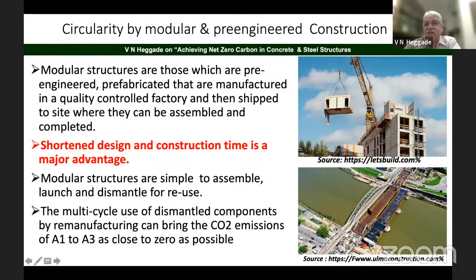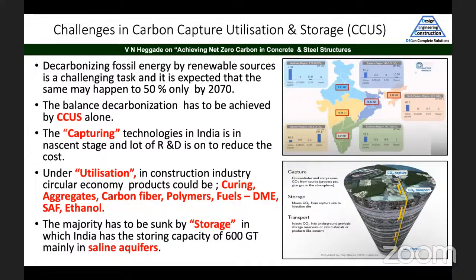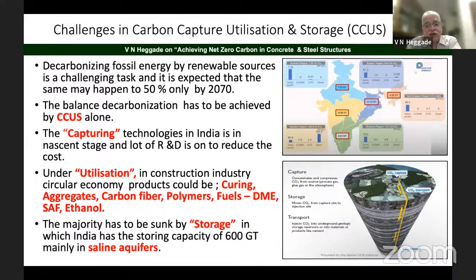Similarly, the pre-engineered structures can be dismantled and reused again for construction purposes, which will reduce the carbon dioxide to a large extent. Also, whatever carbon dioxide emission cannot be reduced has to be captured using some technology. And that captured carbon can be used for curing aggregates, carbon fiber, polymers, fuels, DME, SAF, ethanol. This captured carbon can be converted and reused again.